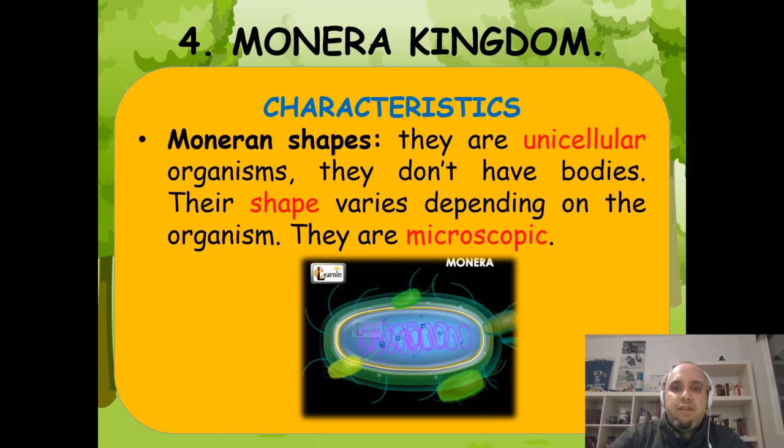Let's move now to kingdom number 4, the Monera kingdom, and they are unicellular organisms. They only have one cell, so they are microscopic. You can't see them with your own eyes. You need a microscope to see all the Monera living things. They are unicellular. They don't have bodies. They have only one cell, and their shape depends on the organism. Some Moneras are circles, some Moneras are squares. It depends. So they have different shapes.